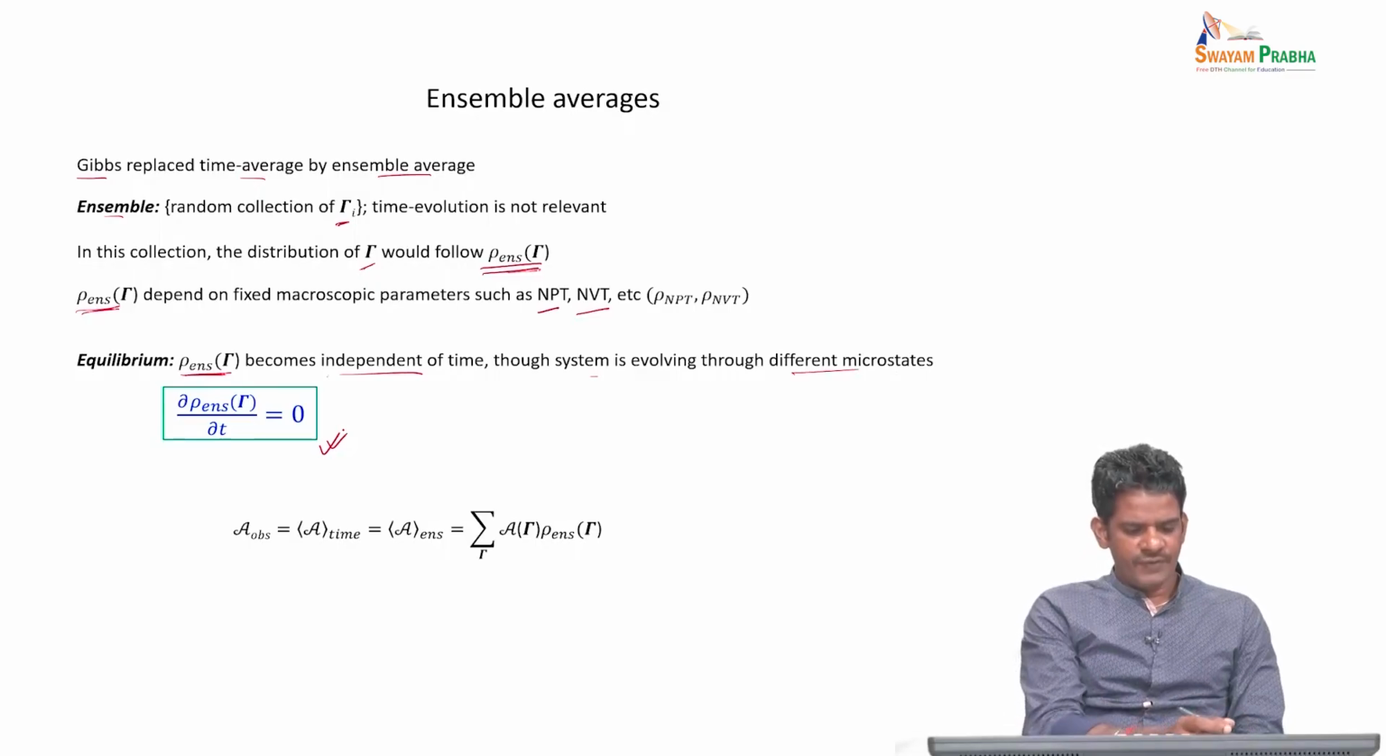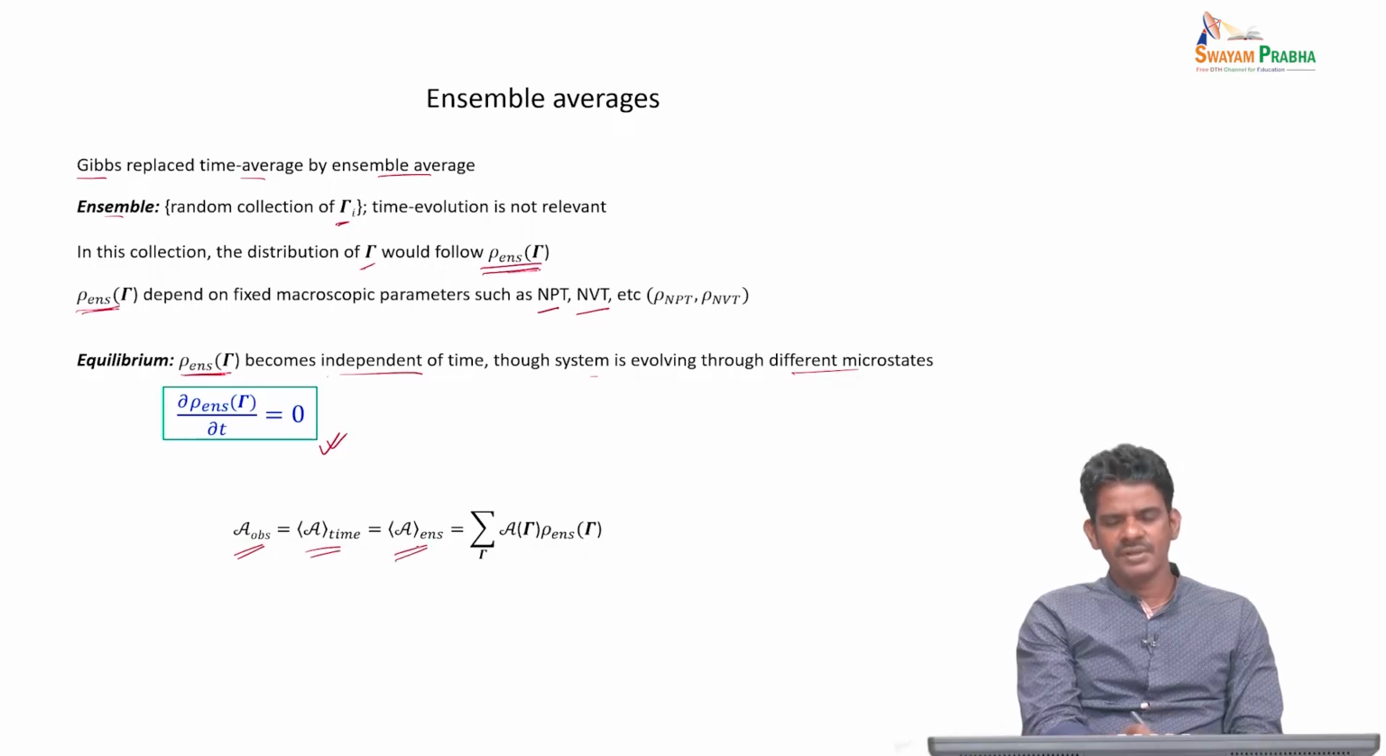So finally, the experimentally measured quantity A can be obtained either by a time average from MD simulations, or by an ensemble average, which we generally do in Monte Carlo simulations. Now that each state gamma occurs with a probability density function rho, we can also write the ensemble average as a sum over all the microstates, weighted by their probability of occurrence and the value of variable A in those microstates.